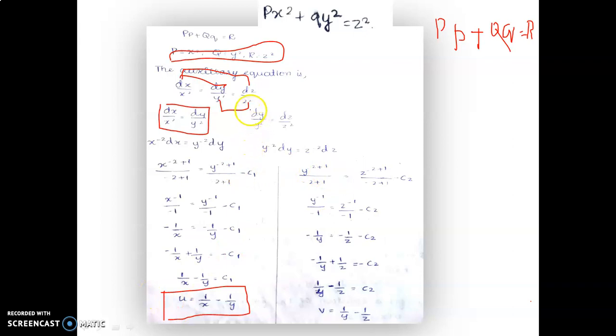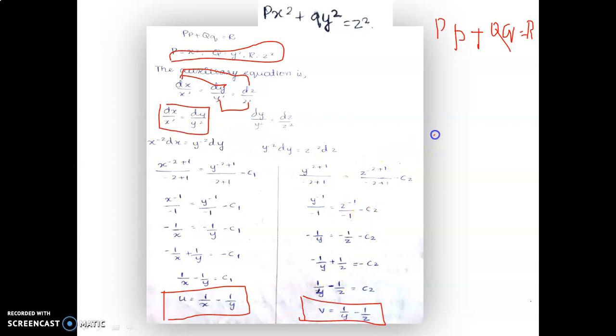Similarly, if we try to solve dy by y square equal to dz by z square, just like the previous one, dx by x square equals dy by y square, if we try to solve, in place of x and y we have y and z. Therefore, you will be getting v equal to 1 by y minus 1 by z.